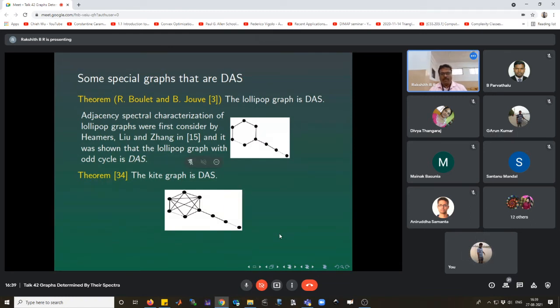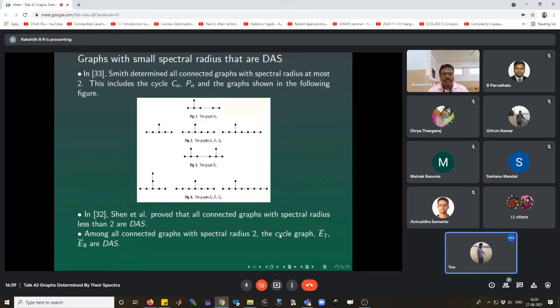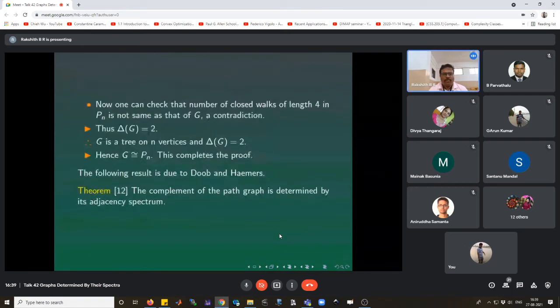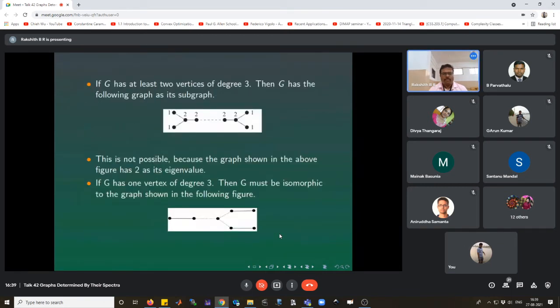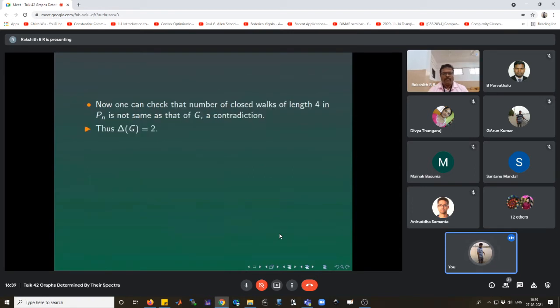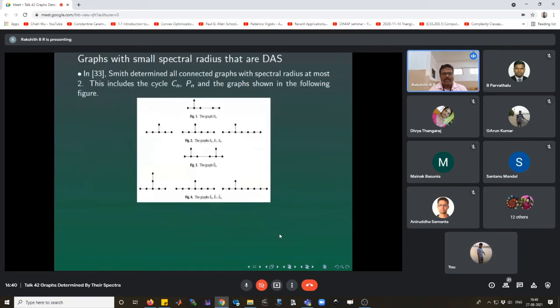Rakshit? Yes, sir? I have a doubt. Can you go back to the previous slide? Yeah. The next one. In the first figure, no, I think next slide. You have shown two graphs, right? Yeah. Next slide.